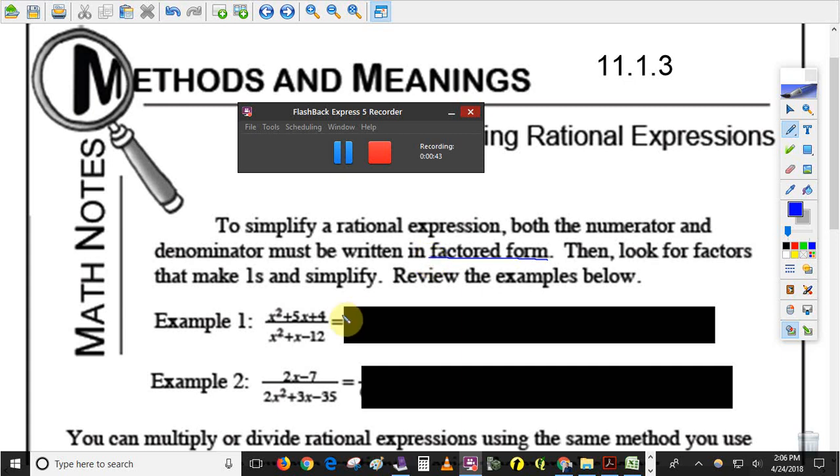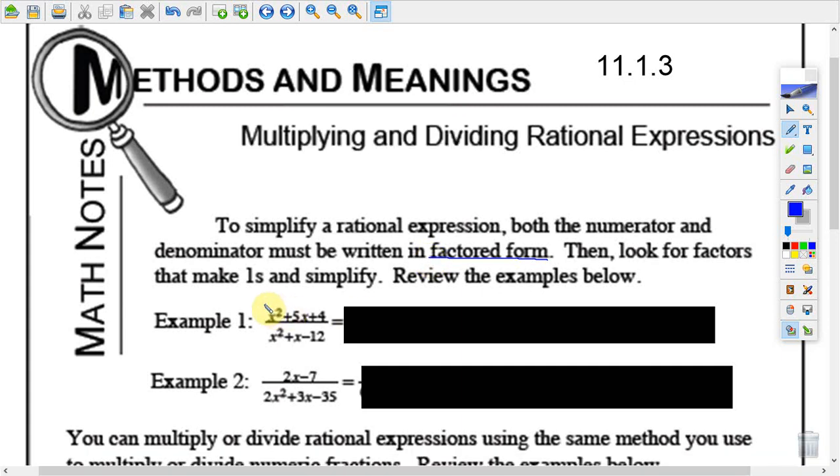We have x squared plus 5x plus 4 over x squared plus x minus 12. So first thing we're going to do is factor both of those. For this first one, I'll go ahead and do that with you.